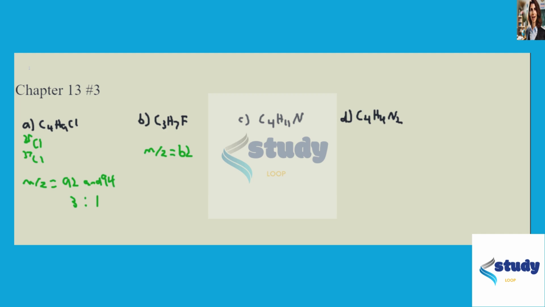So for C, again, we just multiply 4 times 12, 11 times 1, and 1 times 14, and add that all together. And the answer that we get there is 73. So we expect the molecular ion peak at 73. And then D is going to be exactly the same. So 4 times 12, 4 times 1, and 2 times 14. Add it all together gives us a molecular peak of 80. So the molecular ion peak of 80.